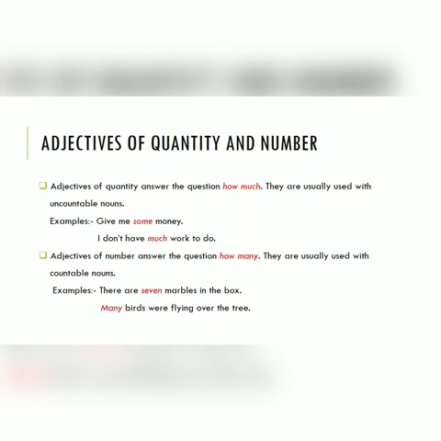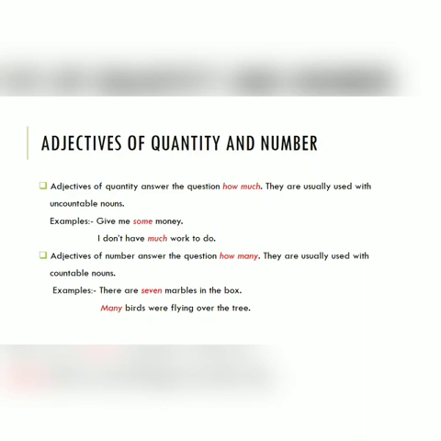Adjectives of quantity and number. Adjectives of quantity answer the question how much. They are usually used with uncountable nouns. So we know from this line that an adjective of quantity is mostly used to describe how much an uncountable noun is. Examples: give me some money. How much money? Some money. So some is a word we use for an uncountable noun. Thus, it is an adjective of quantity.